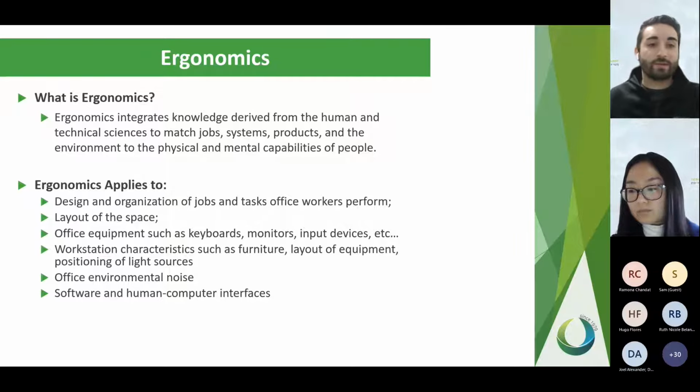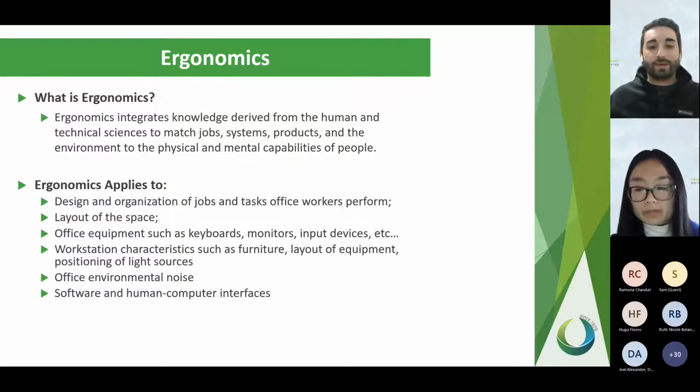Other things you want to consider are equipment, like keyboards, monitors, input devices, and the furniture, the layout of the equipment, the positioning of light sources, and even the equipment on and around the workstation. Putting these things in optimal positions will increase productivity and make workers more comfortable because, for example, they use their mouse and it's in an inappropriate position.